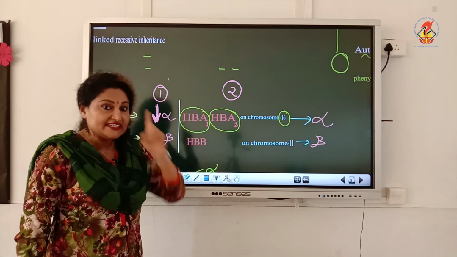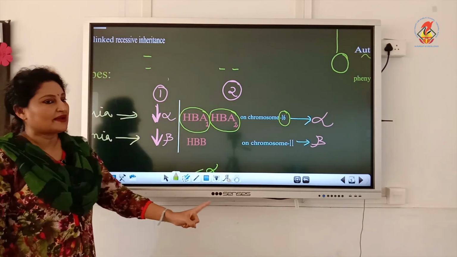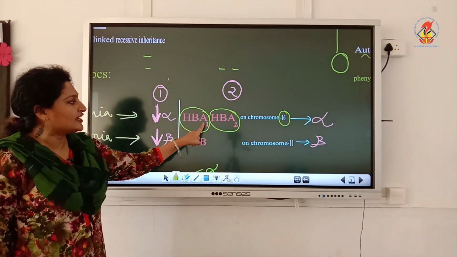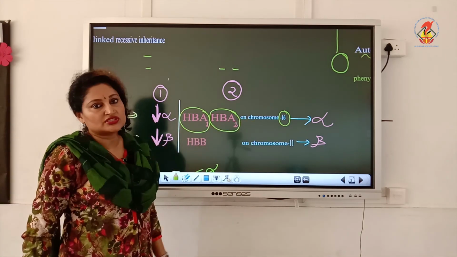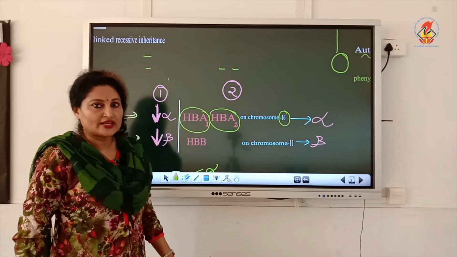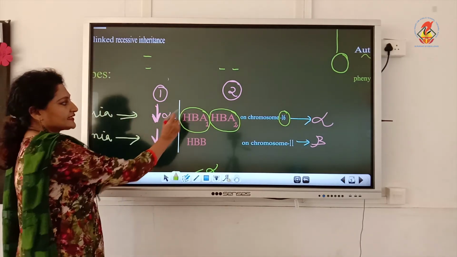But in this case, what happens? Each of the parents, in both the parents, the HBA1 and HBA2 genes, closely linked genes on chromosome 16, should have the defect or should have the mutation. Okay, that's the second difference.